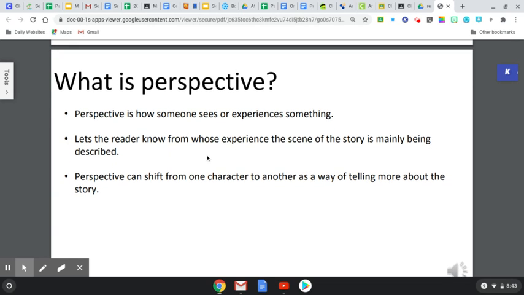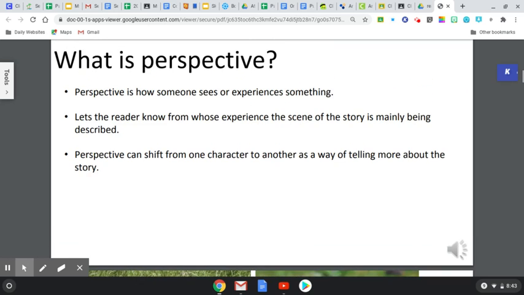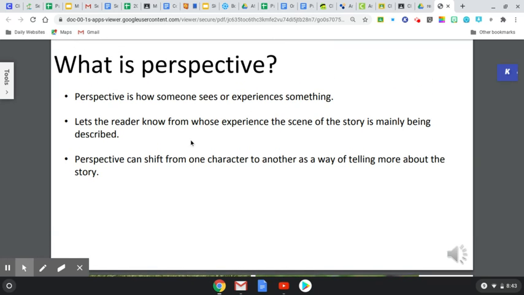It lets the reader know from whose experience the scene of the story is mainly being described. Perspective can shift from one character to another as a way of telling more about the story. Okay, so we might be seeing Mole's perspective now, but that doesn't mean that the next chapter is going to be all about Mole's perspective. We might start following another character around.